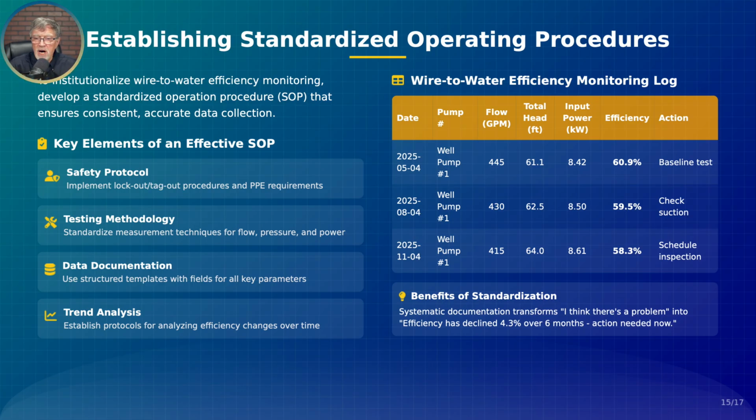So here's just an example monitoring log. You can see we've got our date, our pump number, the flow, the total head, that's going to be total dynamic head, input power, and our efficiency, and then any action that we might need to take. So now this can actually flow into your asset management plan and allow you to properly manage your assets. So the benefits of standardization transform "I think there's a problem" into "efficiency has declined 4.3% over 6 months. Action needed now." That is the true hallmark of a data driven water utility.